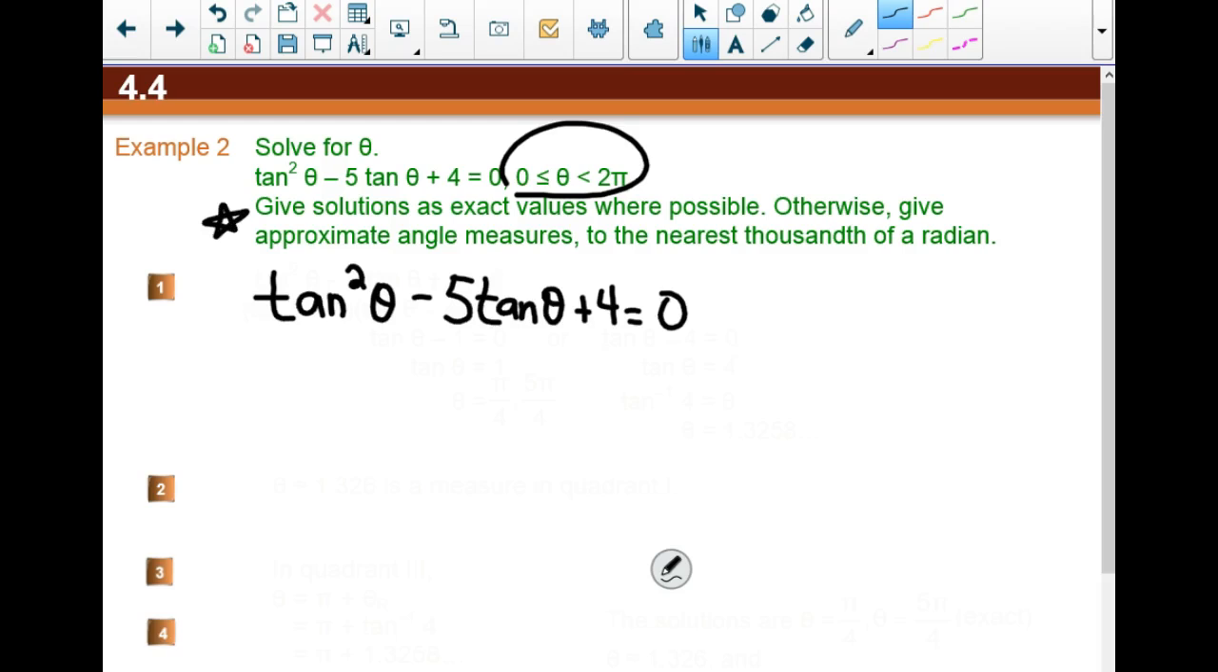Also, it says give exact answers where possible. So if these things fall on a unit circle, you can give an exact answer. But if it doesn't, then you just got to bust out the calculator and do an approximate answer.